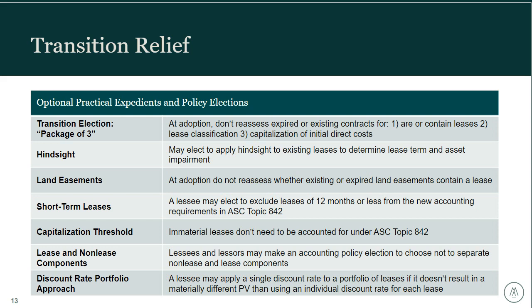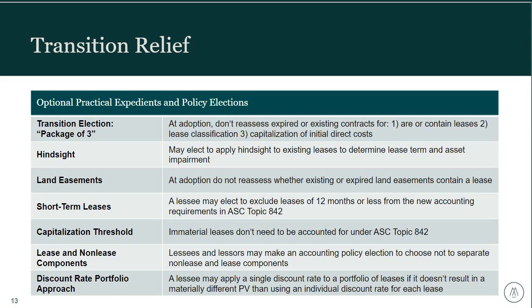The transition election, the package of 3, is to not reassess expired or existing contracts for if they contain a lease, what their lease classification is, and to not reassess capitalization of initial direct costs. You cannot elect only 1 or 2 of those. You must elect all 3 for all leases if you're to elect that package of 3. That is also far more often elected than not.